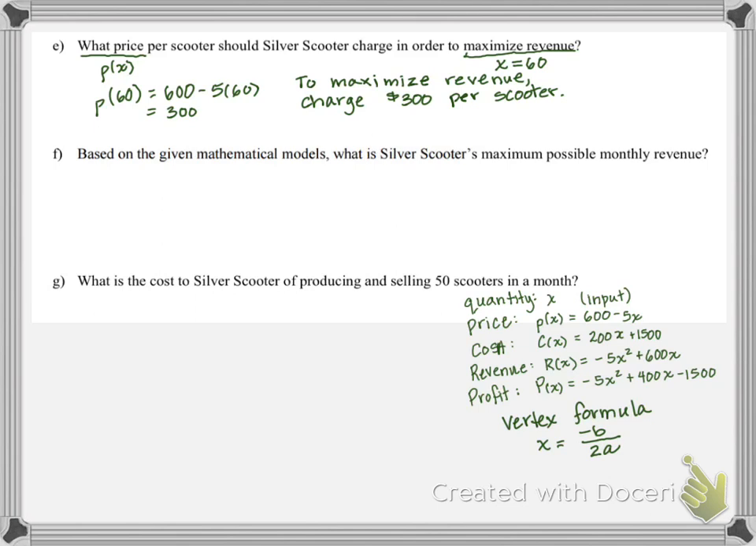So now, based on the given mathematical models, what is Silver Scooter's maximum possible monthly revenue? James, what function should I use? Revenue function? Yep. So the question is asking for revenue. So what is the monthly revenue? So I want to use R of x. And I also see that I want the maximum. So if we're talking about the maximum revenue, then we know that the quantity is 60. So this tells me that x is 60. So I can evaluate R of 60. So R of 60 equals -5 times 60 squared plus 600 times 60. Which is 18,000.